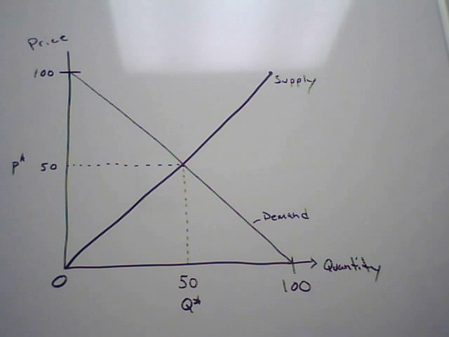Sometimes we're interested in finding a measure of the welfare evaluated at an equilibrium or at another point on a chart. So I'm going to start with, what is the welfare when we're at the equilibrium at P star, a price of 50, and Q star, an equilibrium quantity of 50?